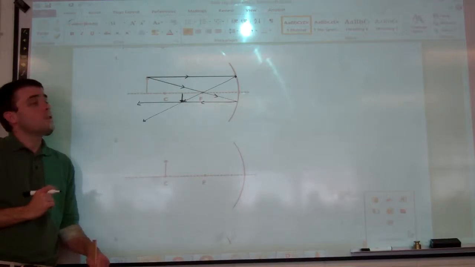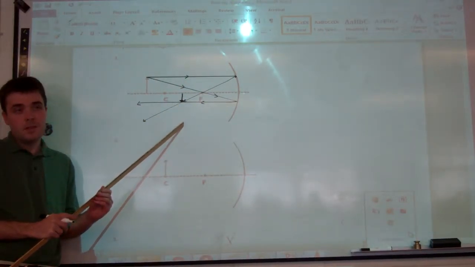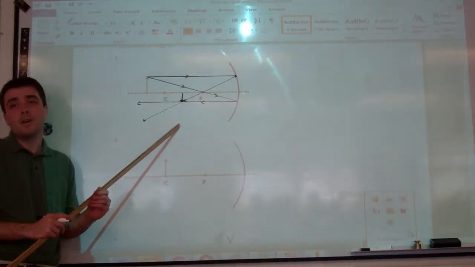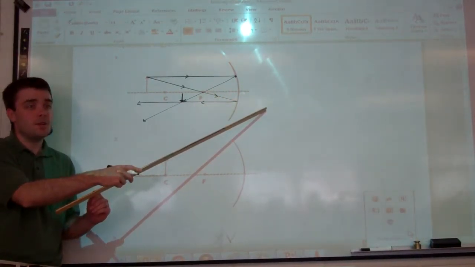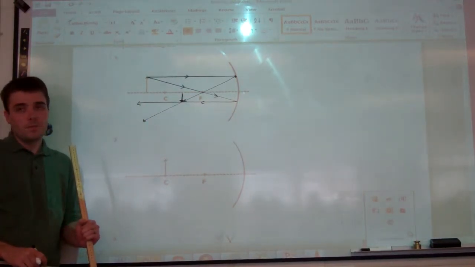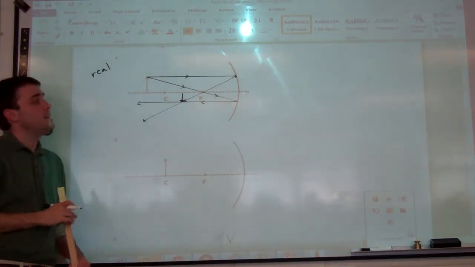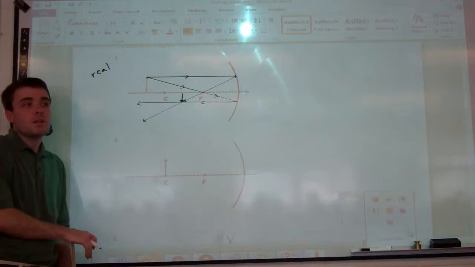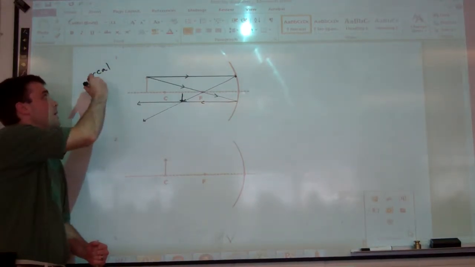Okay. So if it's in front of the mirror, does anybody know what kind of image that's going to be, real or virtual? Real. If the image forms in front of the mirror, it can be projected onto a screen, and it's real. If it forms behind the mirror, it's virtual. So is this image real or virtual? Real. Is it upright or inverted? Inverted. Inverted because it's upside down.